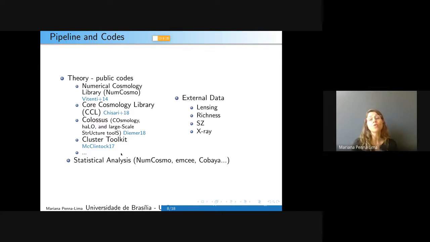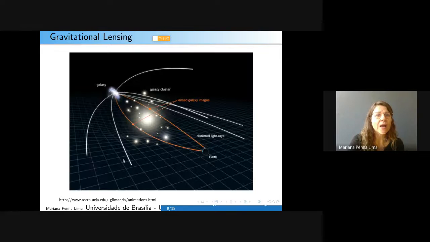And we also have the tools to perform the statistical analysis themselves. So in NumCosmo, we provide some of the statistical tools, EMCEE, Cobaya, and we have CosmoMC, and we also have in the literature many other tools dedicated to performing statistical analysis. I'm going to talk a little bit about gravitational lensing too, because I was describing the terms and how we can build a likelihood for classical cosmology.